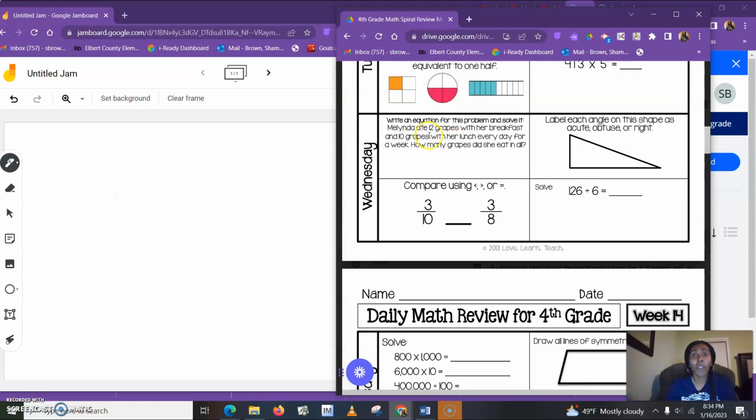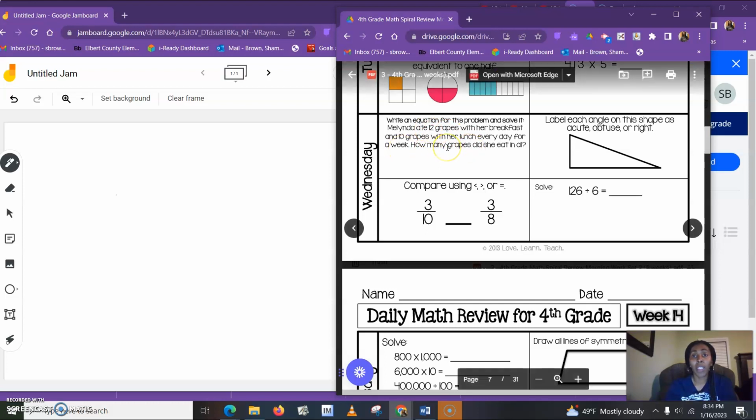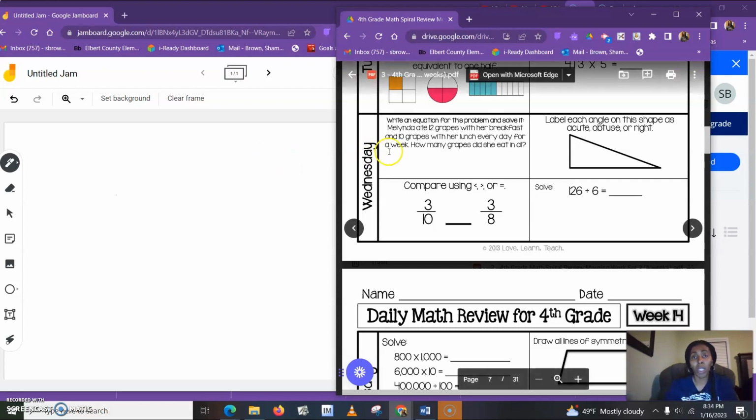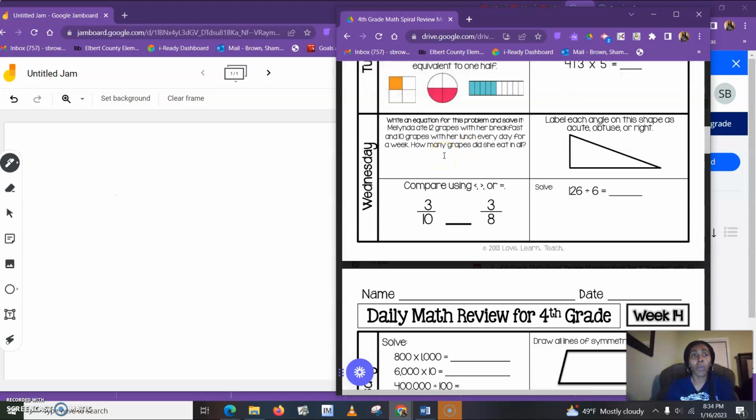So first, you need to figure out how many grapes she ate per day. And then you need to see how many grapes that would be if she ate that amount every day for a week. And remember that a week has 7 days in it. So you need to decide what operations you would need to use, whether it's adding, subtracting, multiplication, or division to solve this problem. And it will be two things. So it's a two-step word problem.